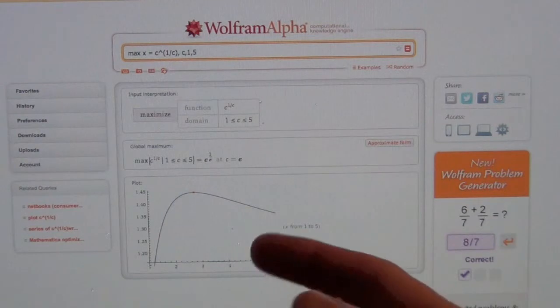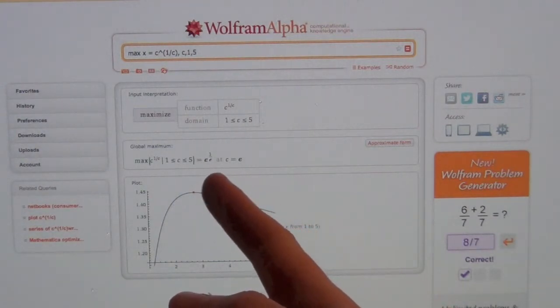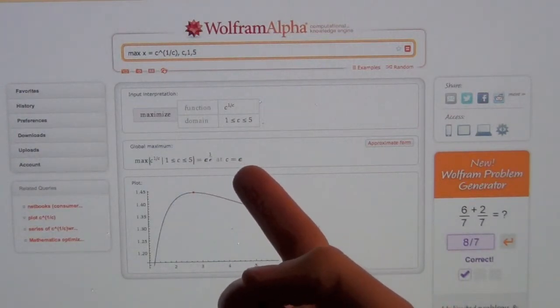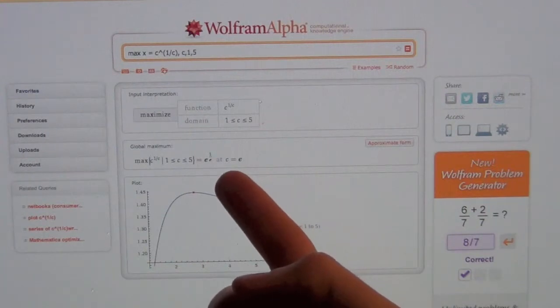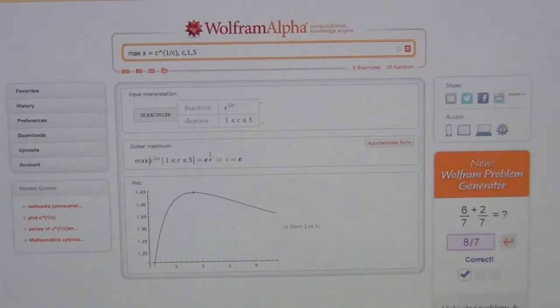Hey, the maximum occurs at this strange number e. Do you know what e is? It's around 2. Well, it's 2.7, 2.71828. So that's kind of neat, right? So the maximum value of this is at e, and the height of that is about 1.45.